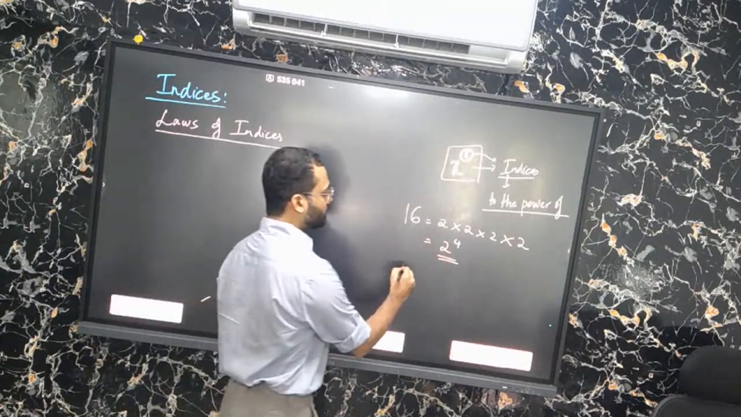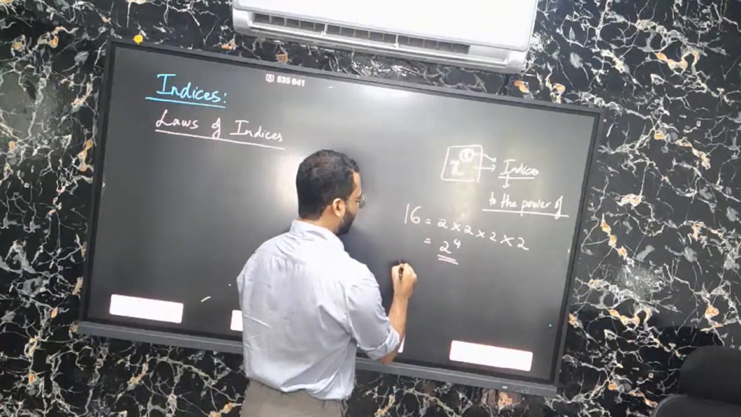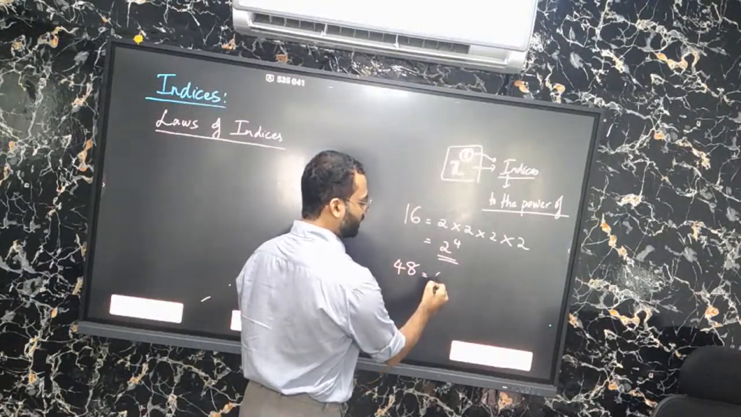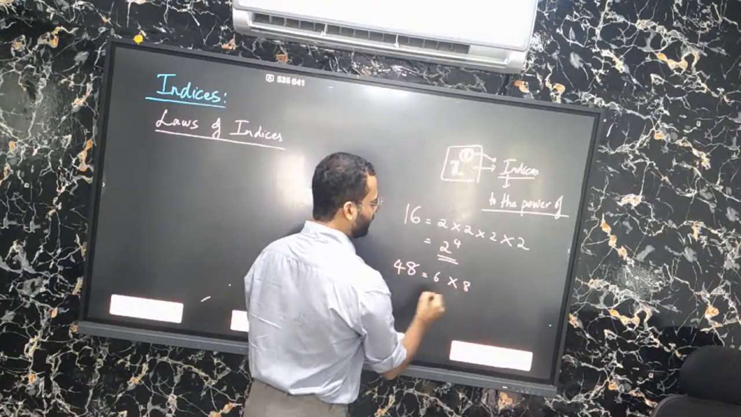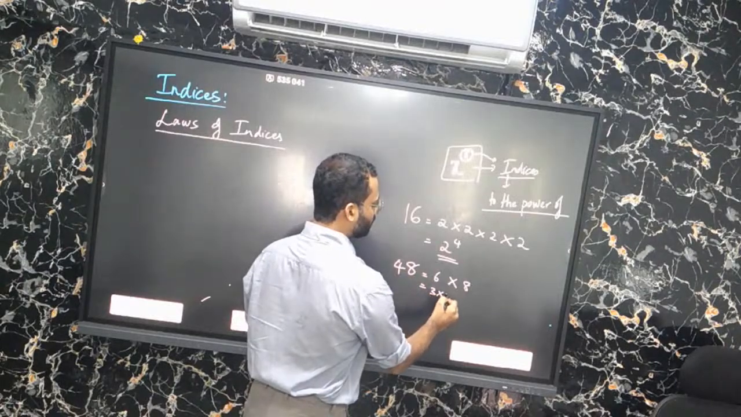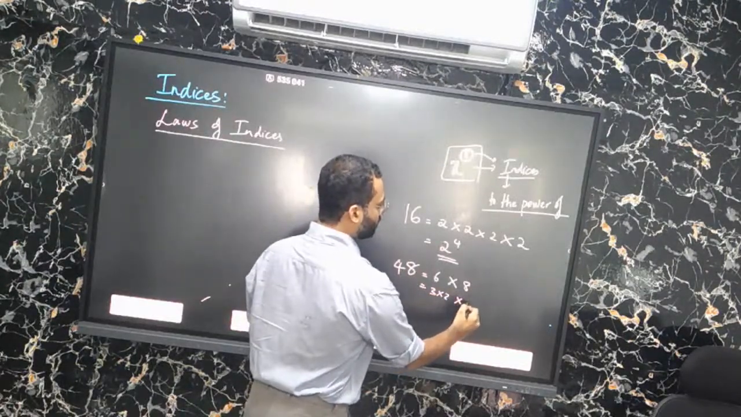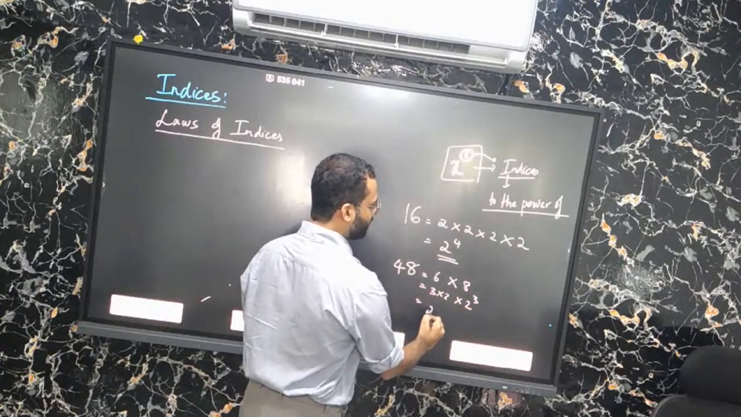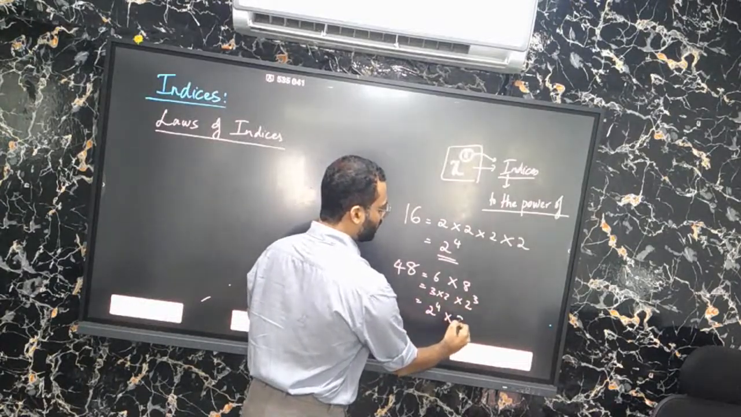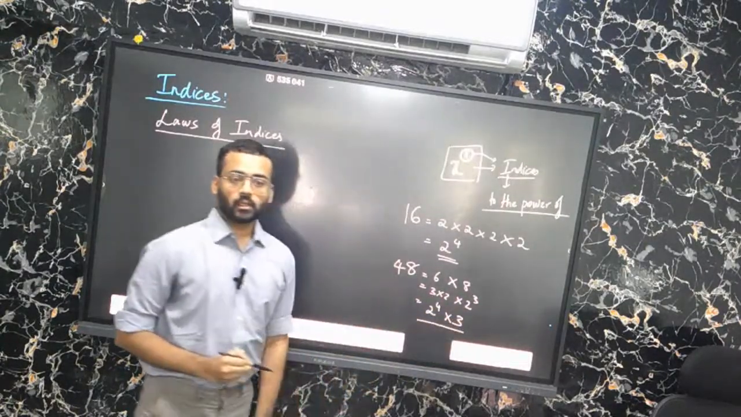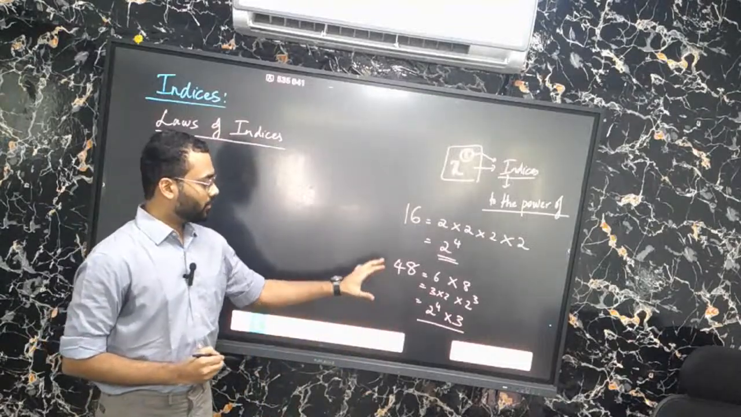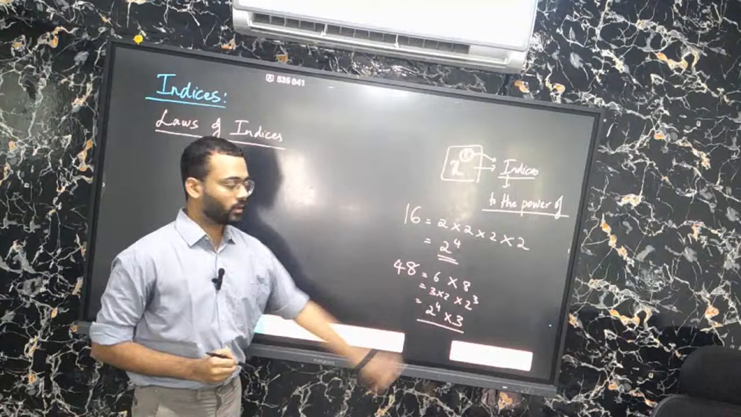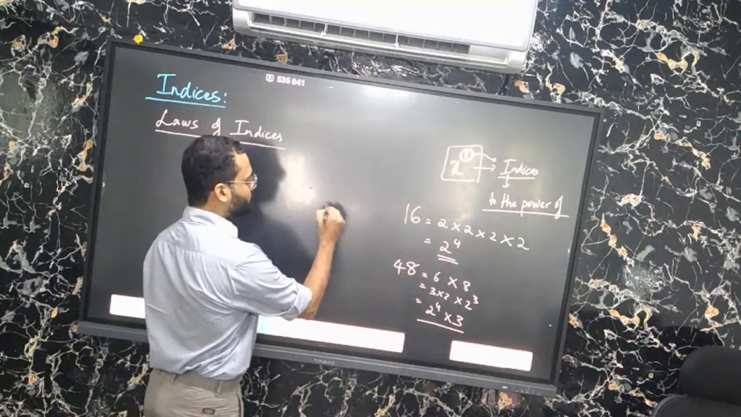If I write 48, if I break it down, it's nothing but 6 into 8. 6 is nothing but 3 into 2, 8 is nothing but 2 cube. So totally I have 2 multiplied 4 times, so 2 to the power of 4 into 3, right? So I am writing this number in terms of its indices.